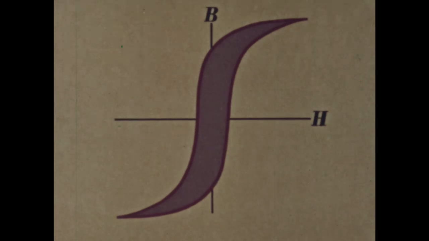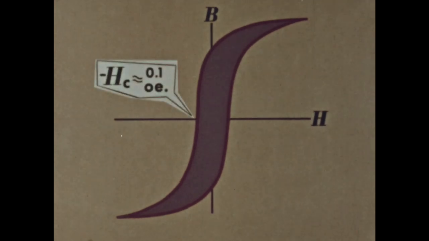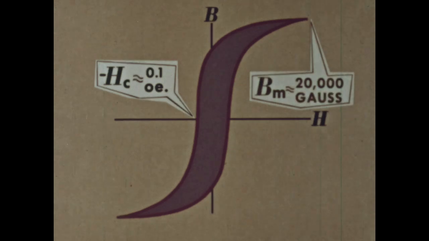In practical application, the DC loop of a soft magnetic material, such as silicon iron, may have a coercive force as low as about 1/10 Oersted, or 8 ampere turns per meter. Silicon iron also has a comparatively high saturation induction of about 20,000 Gauss, or 2 Webers per square meter.